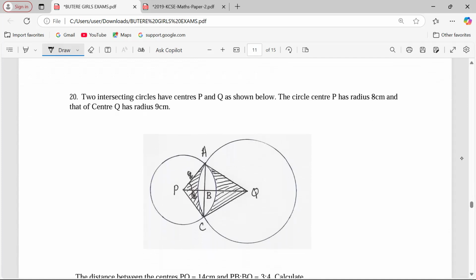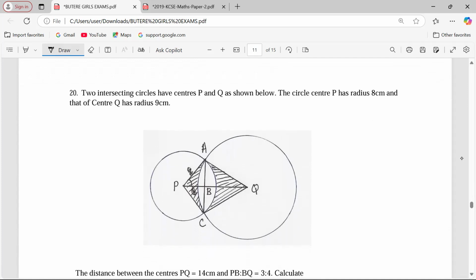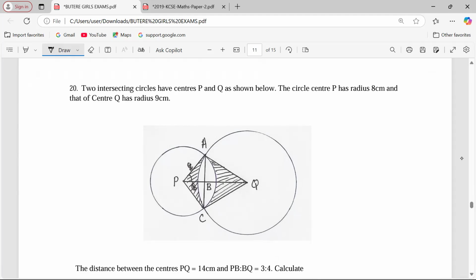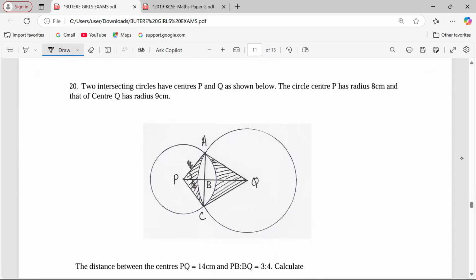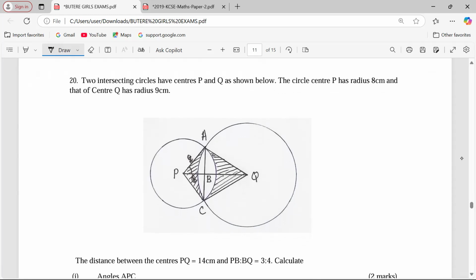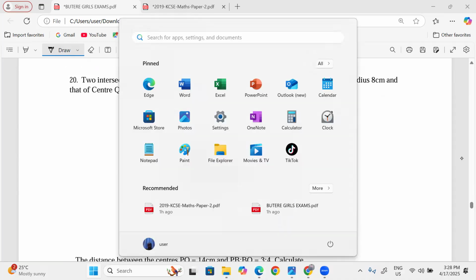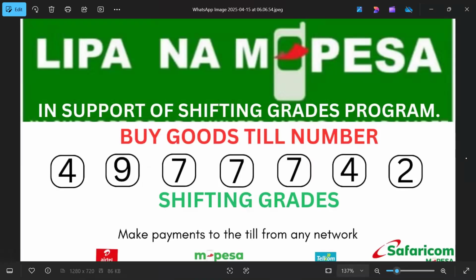Okay, number 20. Number 20 is a question on intersecting circles, area of part of a circle. This is from Form 2 work. It's good for you to know that Form 2 work is very critical, even to Form 4. So it's good to remain around until we cover everything.